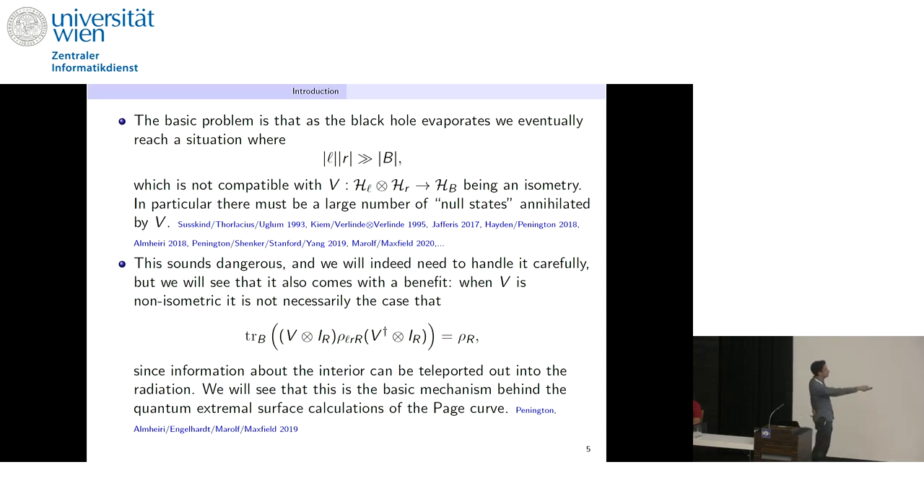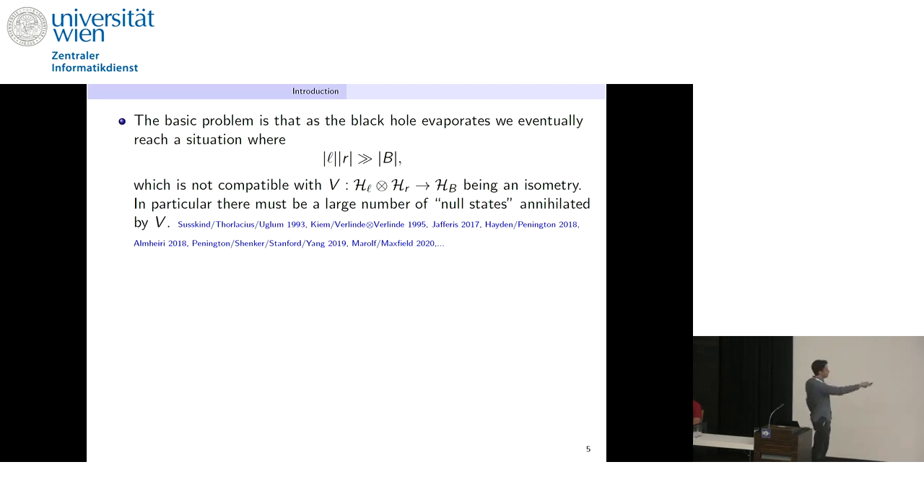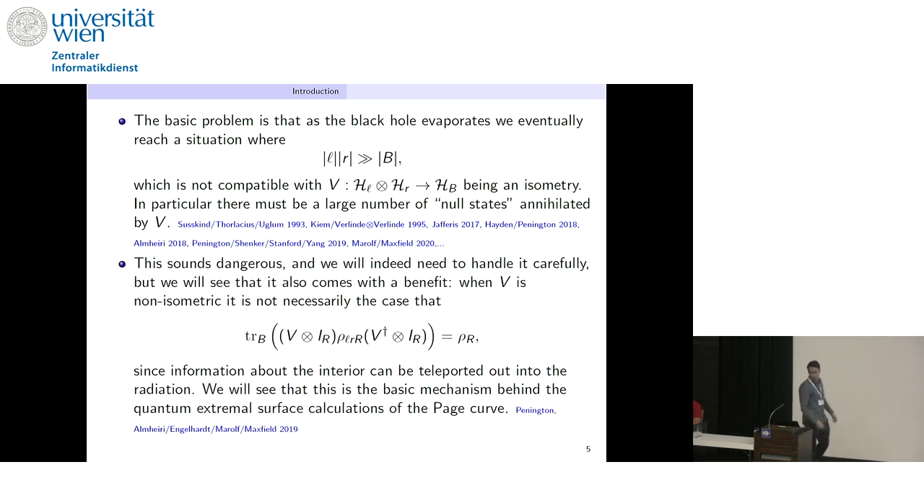It's actually not true that the state of the radiation I get after pushing this through the map is the same as the state of the radiation that I had before I pushed it through the map. So if V were an isometry, then this equation would be true. But because V doesn't have to be an isometry, this equation doesn't have to be true. And the basic physical reason is that since V is not an isometry, it can teleport information which is in the black hole interior out into the Hawking radiation. And we're going to see that this is the basic mechanism behind the recent calculations of the Page curve using the quantum extremal surface formula.